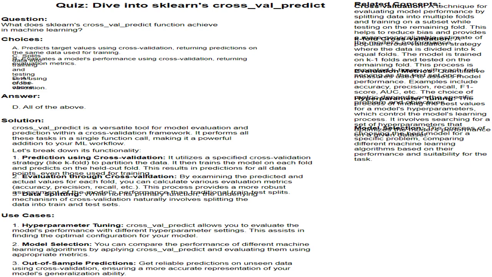In 5-fold cross-validation, you'd have k=5. Each fold would contain 20% of the data, and the model would be trained on 80% of the data and tested on the remaining 20%.